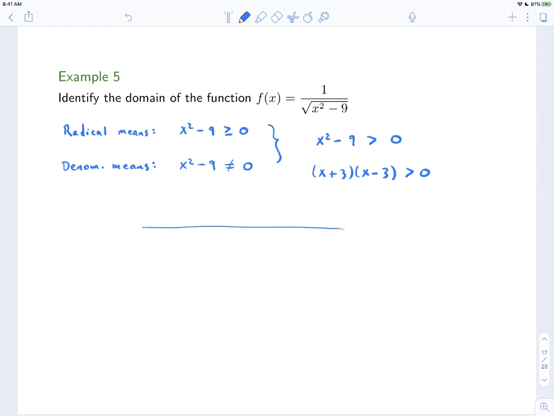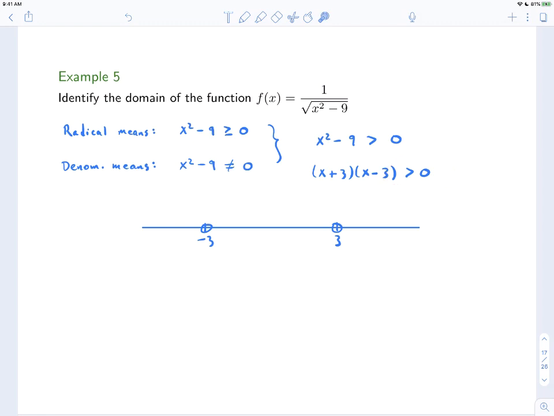So if I were to draw a number line, like so, I could put negative 3 here, and I could put 3 here. Now if I pick x equals negative 3 or 3, these will give you 0, which are not allowed. We need to have that the product, x plus 3 times x minus 3, needs to be strictly greater than 0.